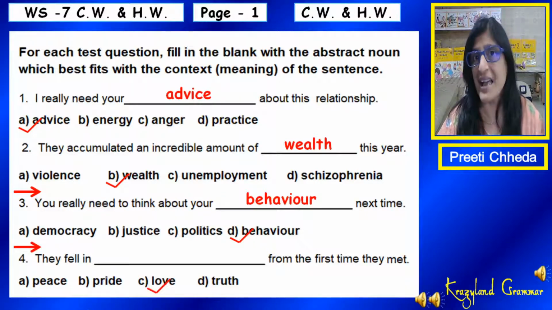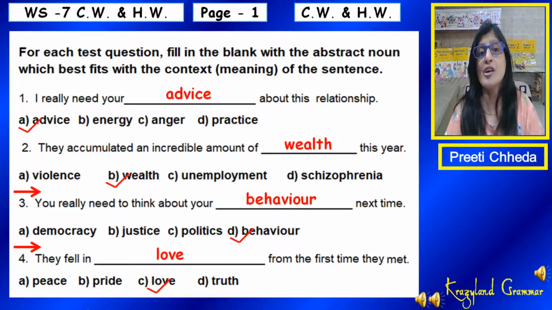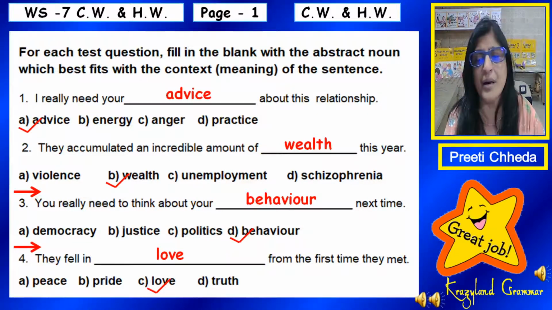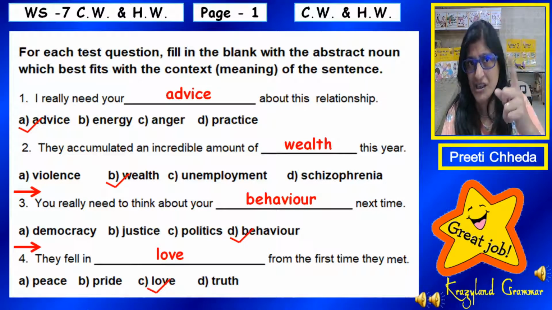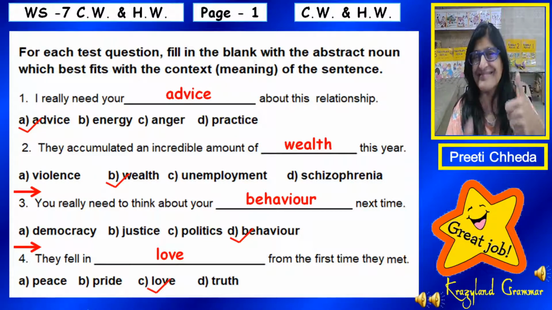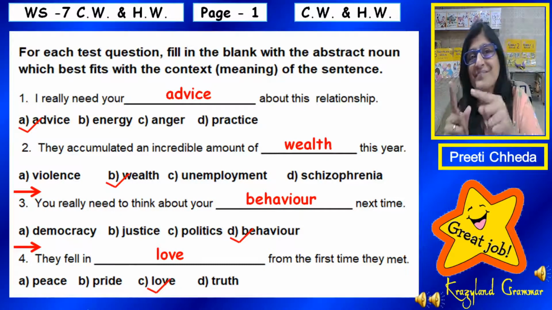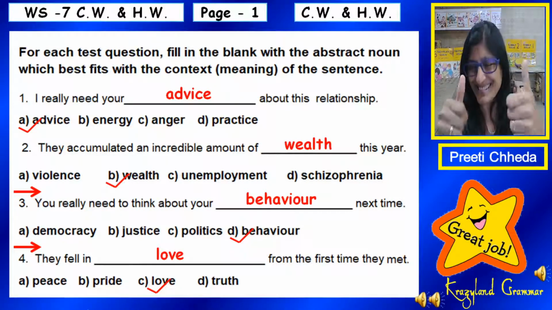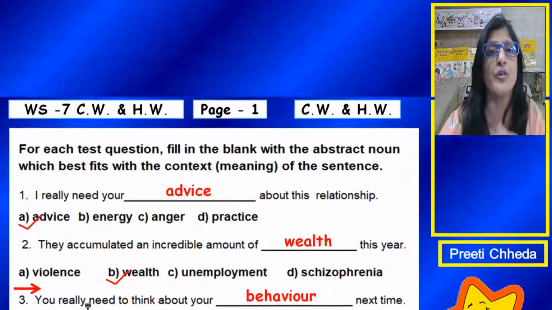Okay, kids, the answer is love. They fell in love from the first time they met. So I hope you all are doing a great job. And check your answers. जिसका दोनों correct है और जिसका नहीं है, you need to do a lot of practice. So good job. G-O-O-D J-O-B, good job. Okay, kids, good job. So you know how to do it.